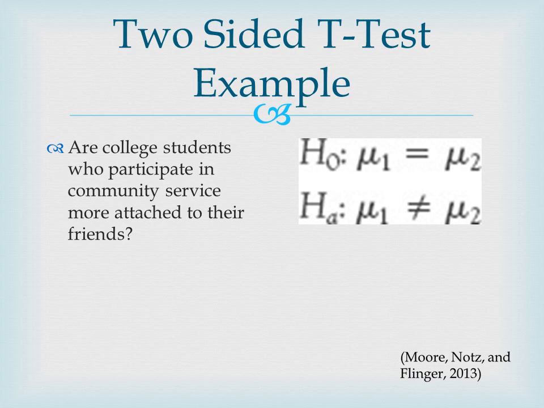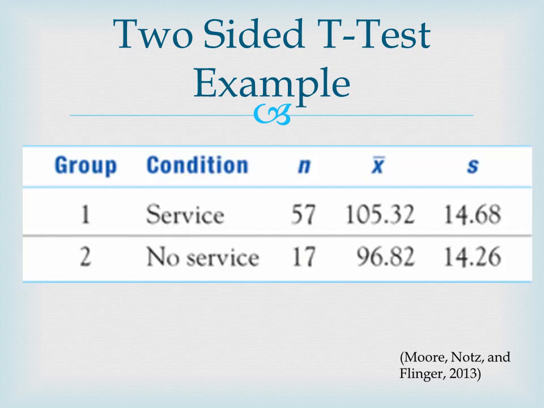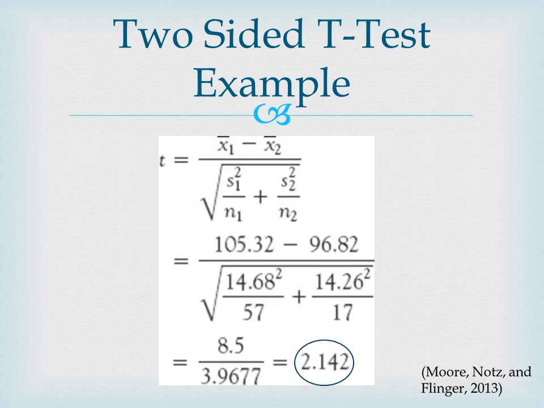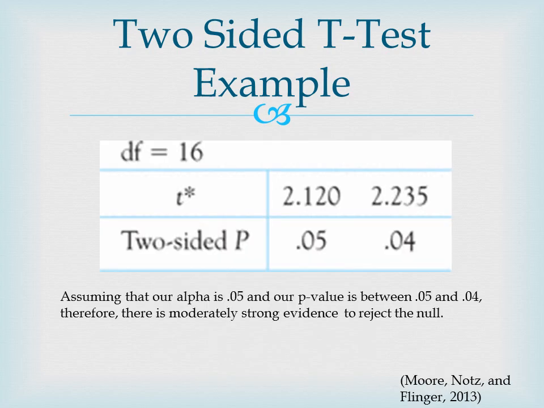Example 19.5 wants to answer the question, are college students who participate in community service more attached to their friends? The researchers have no preconceived notions about the results, so we want to examine both sides of the distribution and construct the following hypotheses. Here is our data and our lovely t-statistic, which comes out to be 2.142. Our degrees of freedom is 16, and our t-statistic is 2.142.